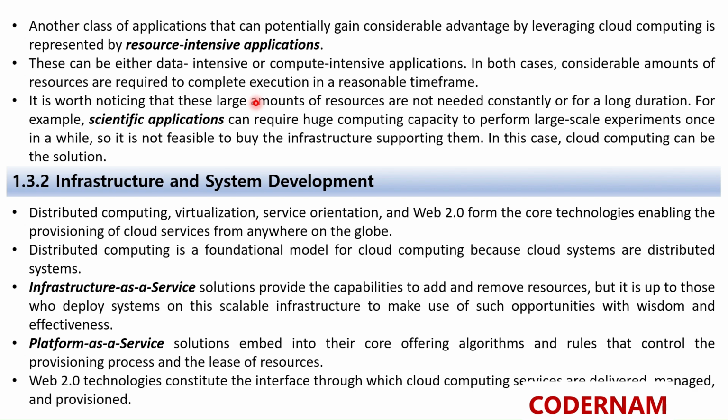So, there are two types of applications mainly, that is the resource intensive application and the scientific applications. Now next, look into the infrastructure and system development. Here distributed computing, virtualization, service orientation, and the web form the core technology enabling the provisioning of cloud services from anywhere on the globe.